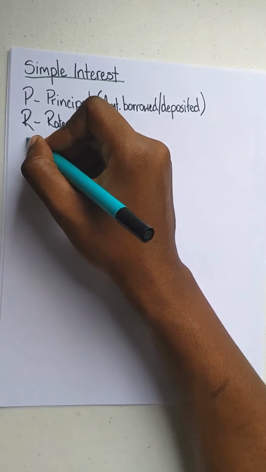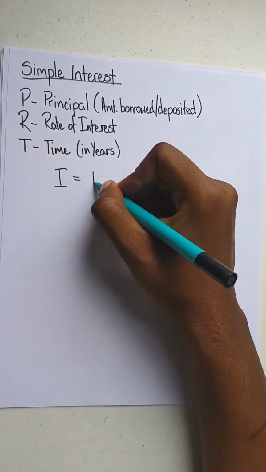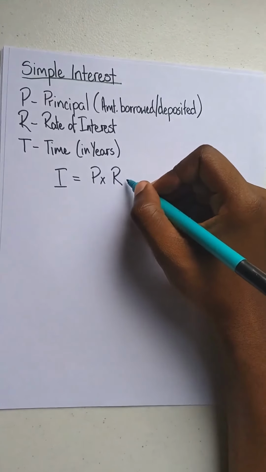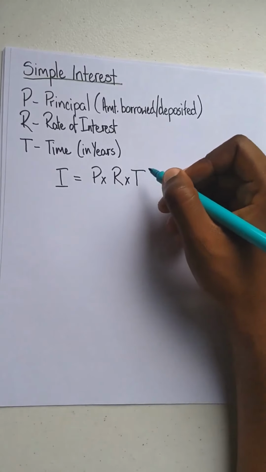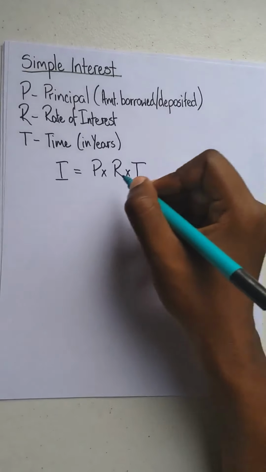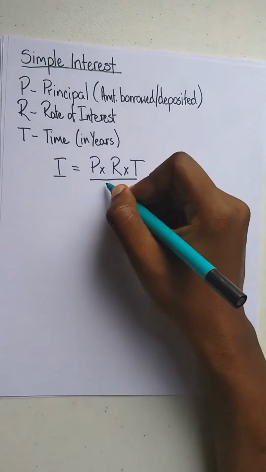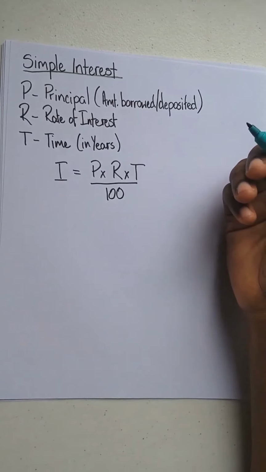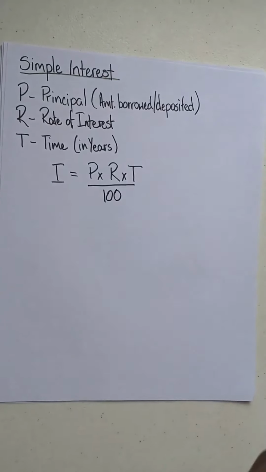So it provides us with a formula where I, which is the interest, is equal to principal multiplied by the rate of interest multiplied by the time of the transaction, and because you're dealing with a percentage, you put all of that over 100.